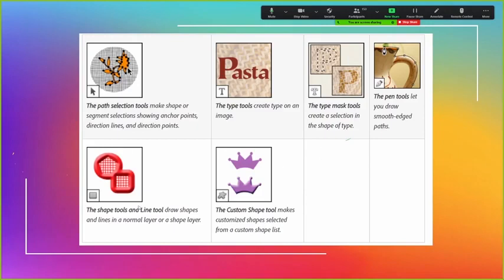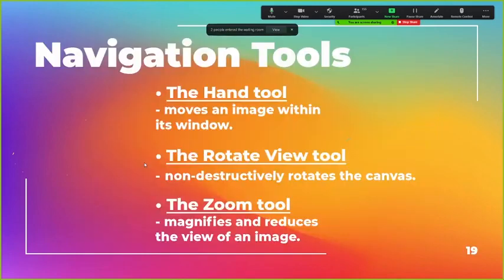Ganon. And then, the shape tools and line tool, draws shapes as a normal layer or a shape layer. And the custom shape tool makes customized shapes selected from a custom shape list. Usually, pag sa work naman, hindi na masyado ginagamit yung custom shape tool. Pero if you want to explore using yung custom shape tool, why not? Pero ito, mga shape tools, yung mga ellipse, yung rounded rectangle, yun usually ginagamit.